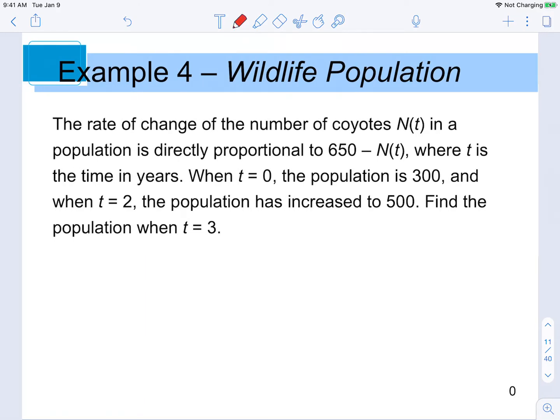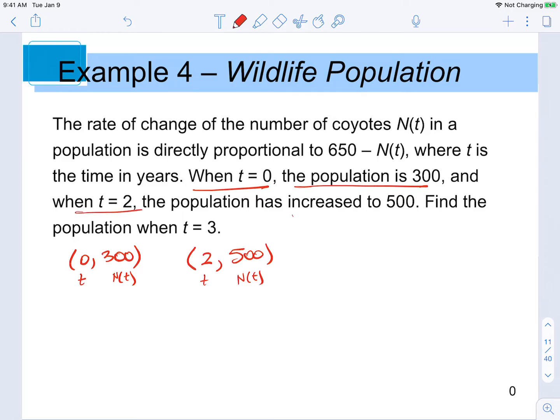Now notice that they've given us a point, 0, 300. This is our time. This is our population. That's this one. And then they gave us another point, 2, 500. So this is t. Again, this is N of t, the population. And what they want us to find is this one. We know the t, and by this time we'll have N of t, and we can just substitute in and get our answer.